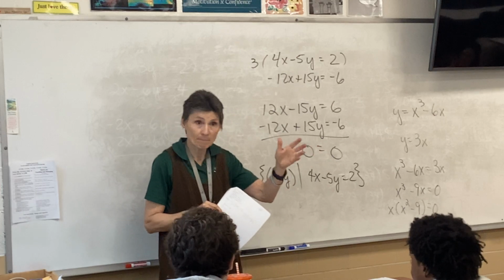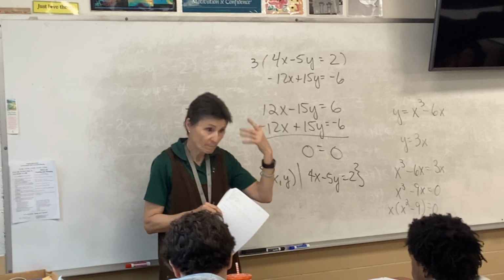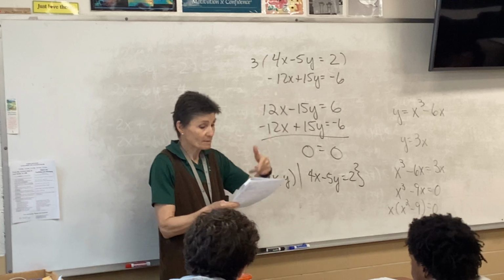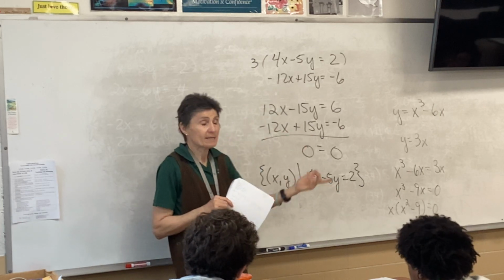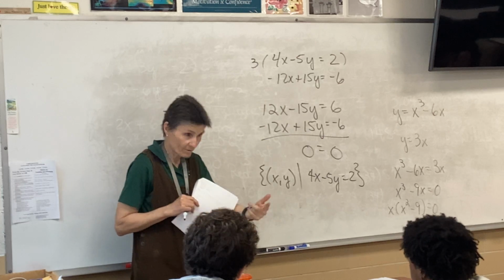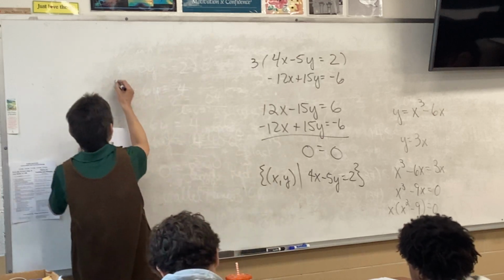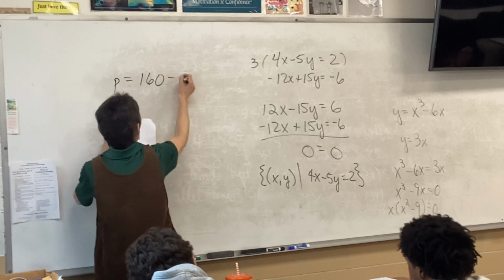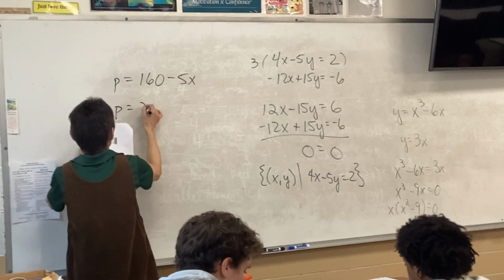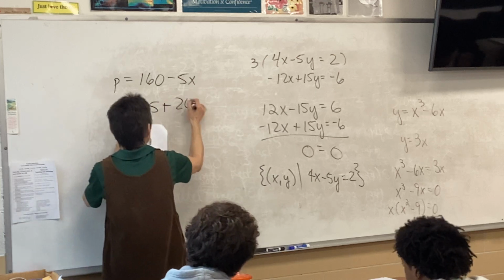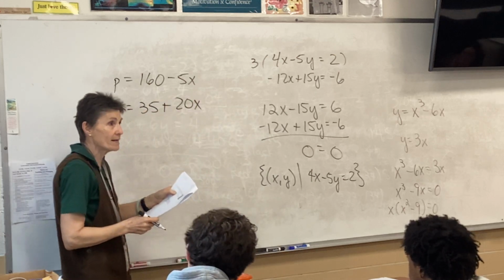So, y'all know what demand is, right? Demand is how many of something you can sell. What do people want? What's supply? How many you've got to sell. What do you think the equilibrium point is? Where they match, exactly. So you've got 160 minus 5x as your demand, and 35 plus 20x as your supply.